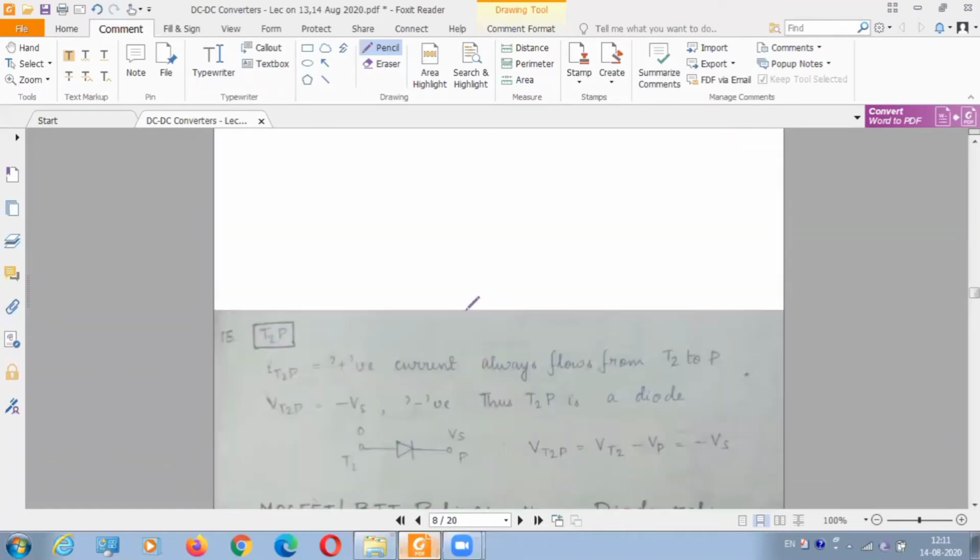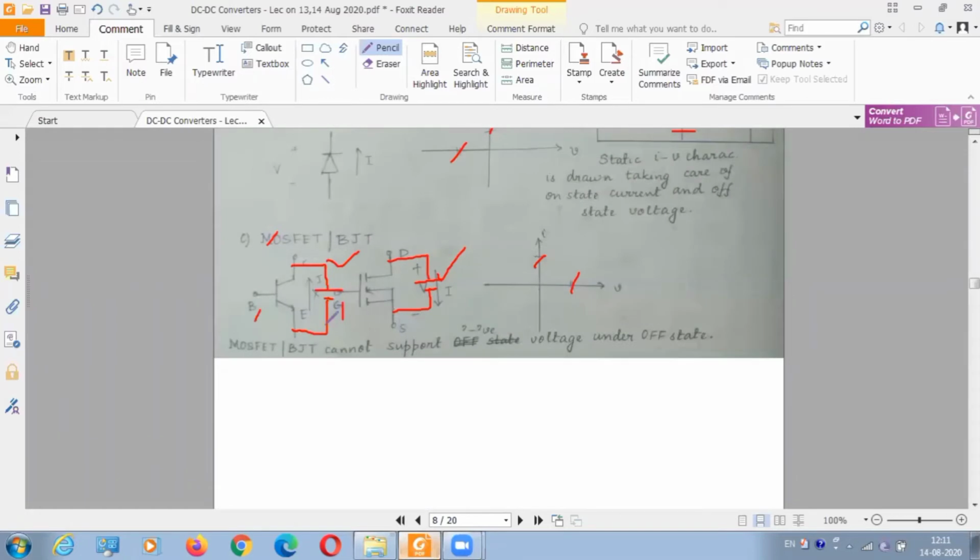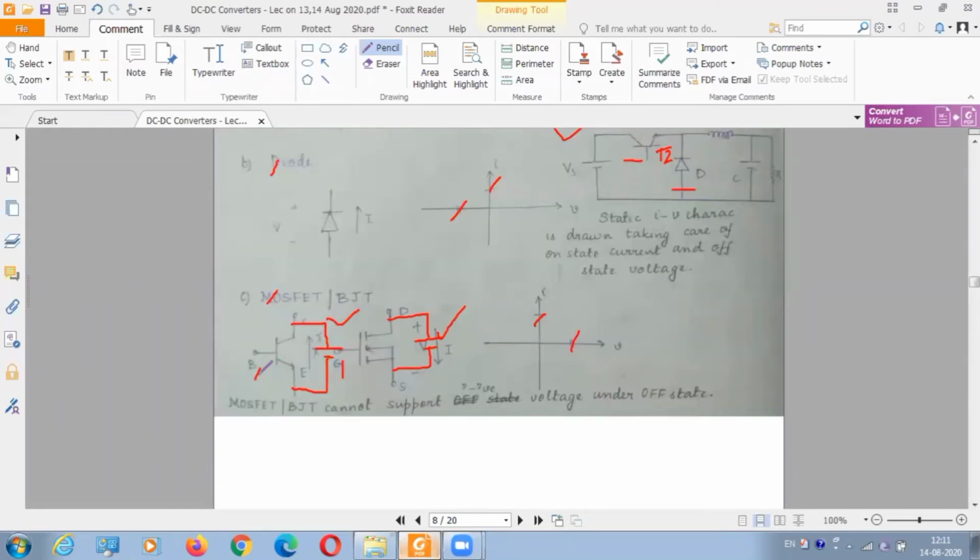Sir, the base terminal is open. Yes, the base drive has to be given here. Does this need to be connected to ground? Yes, from here to ground, and from here the control signal, then it will be connected to this ground. This base drive will be given a control signal and that to common ground, this common ground.